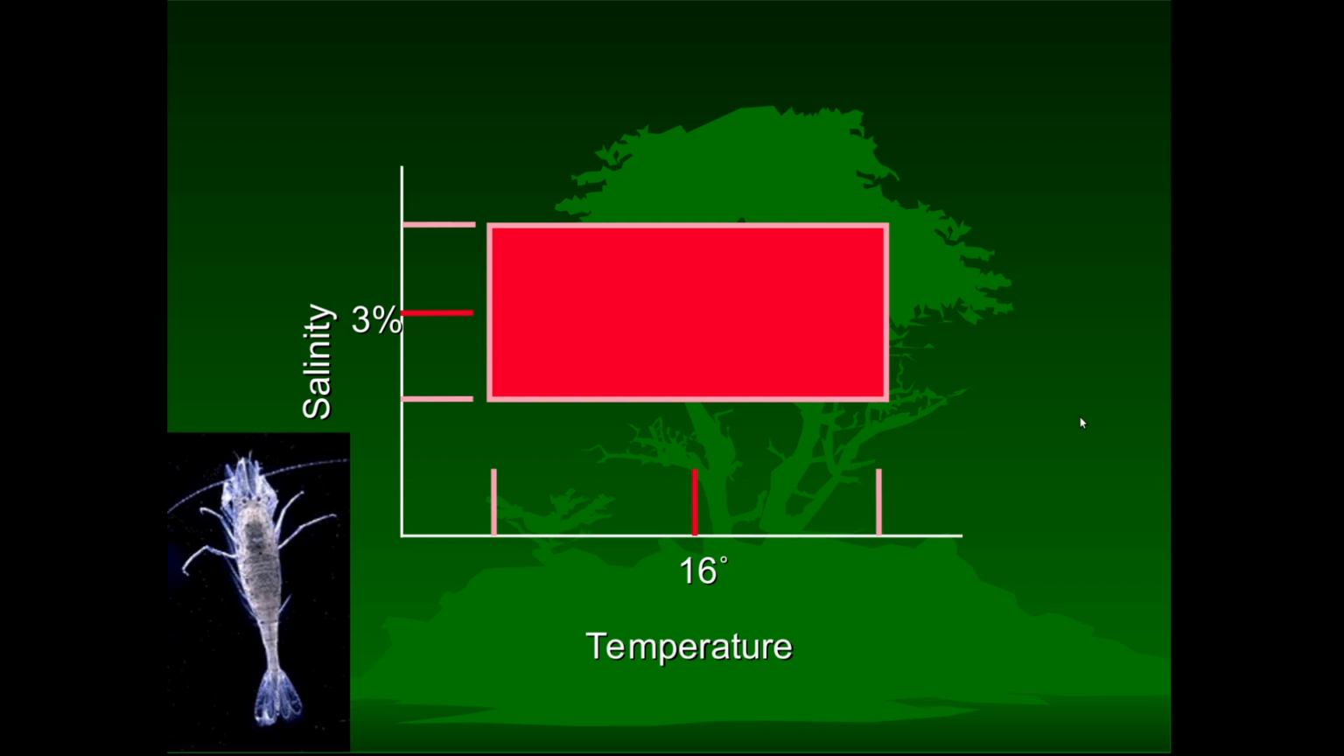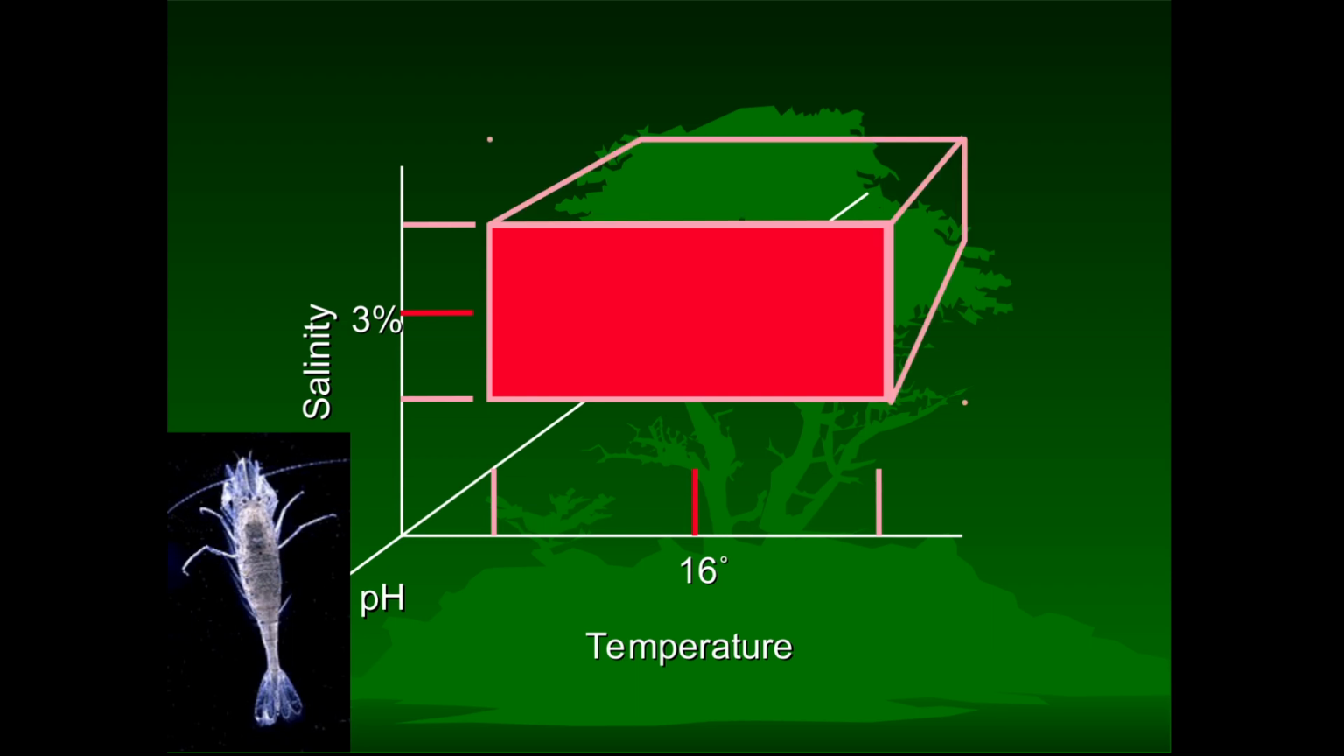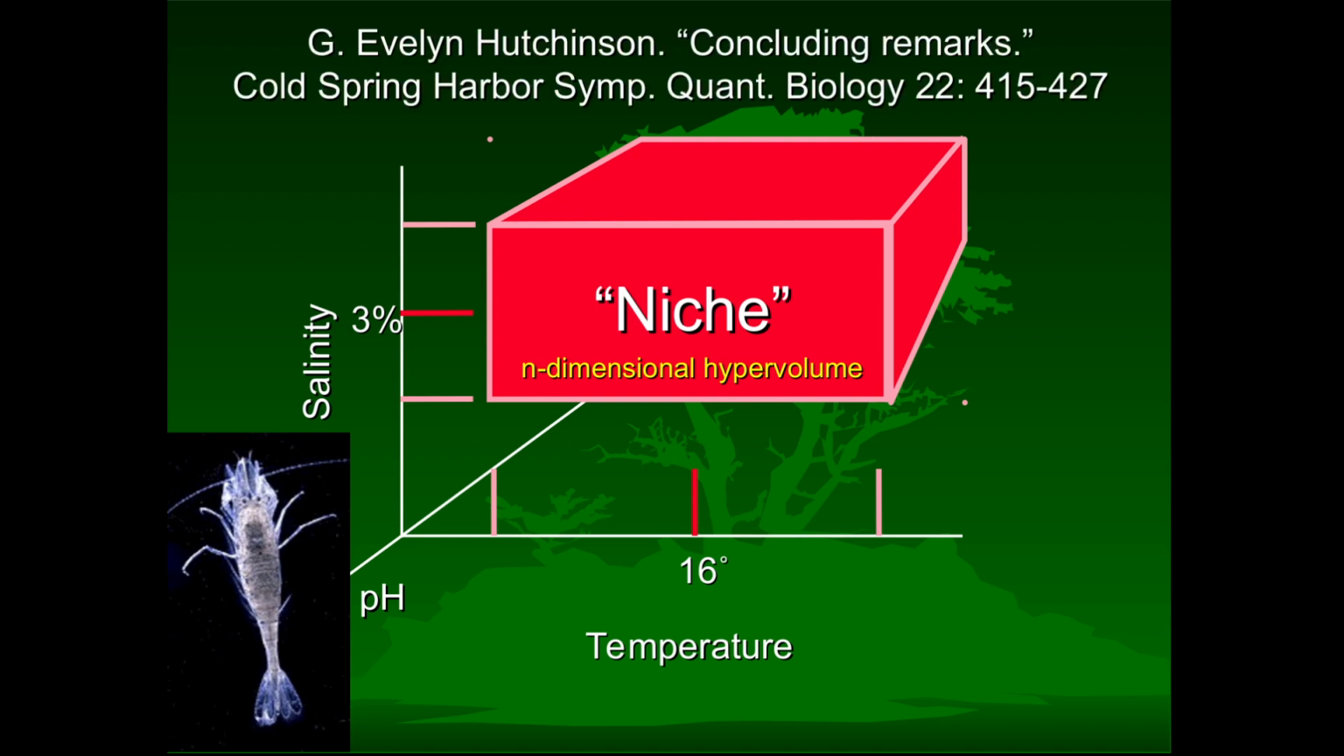Of course, temperature and salinity are not the only factors that determine fitness. If you add pH, oxygen content of the water, current strength, sediment size, sediment composition, and so on, you'll result in not a two-dimensional area, but a hypervolume in many dimensions. This n-dimensional hypervolume of abiotic conditions within which a species can maintain a population is the fundamental niche, as we've defined it.